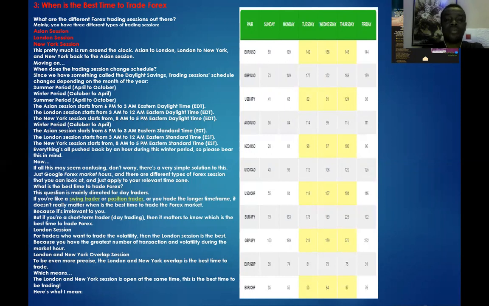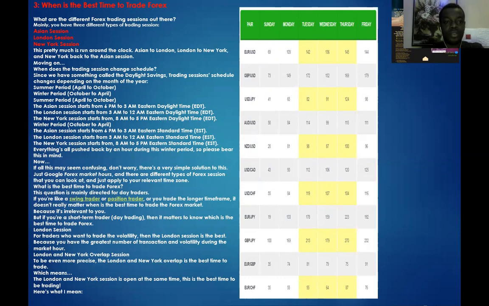What is the best time to trade? What are the different forex sections out there? Mainly, you have three types of trading sections. We have the Asian section, the London section, and the New York section. This pretty much runs around the clock: Asian to London, London to New York, and New York back to Asian.